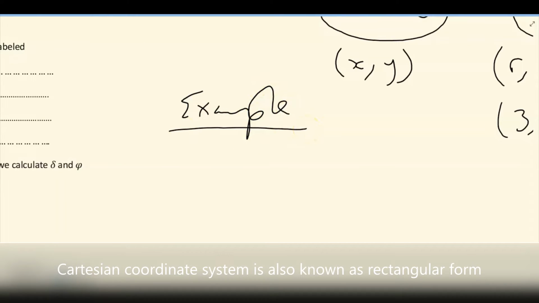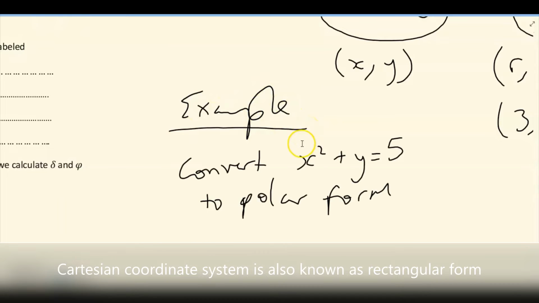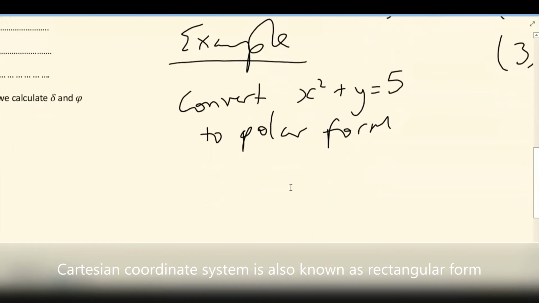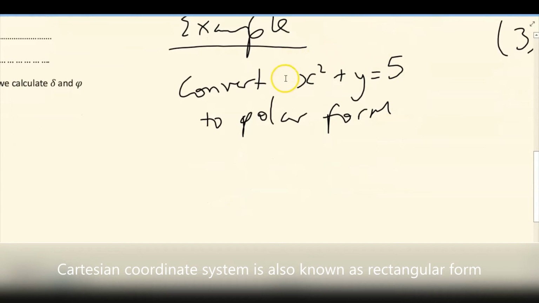All right, so we're asked to convert this equation x squared plus y equals 5 to polar form. Now, for us to convert into polar form, there should be no x and y in our equation. It's just r and theta.